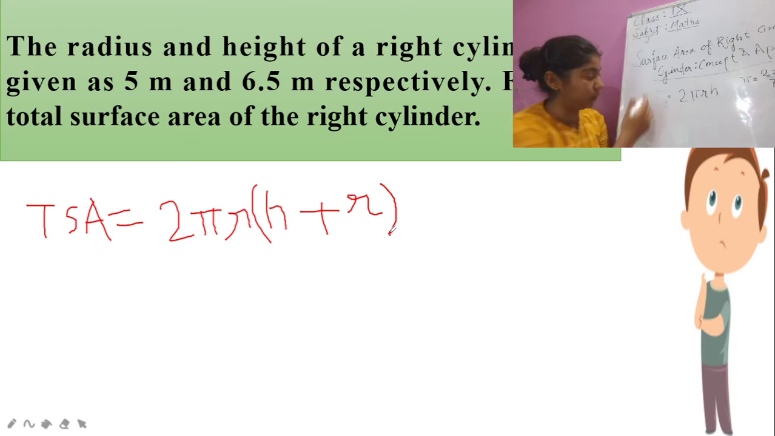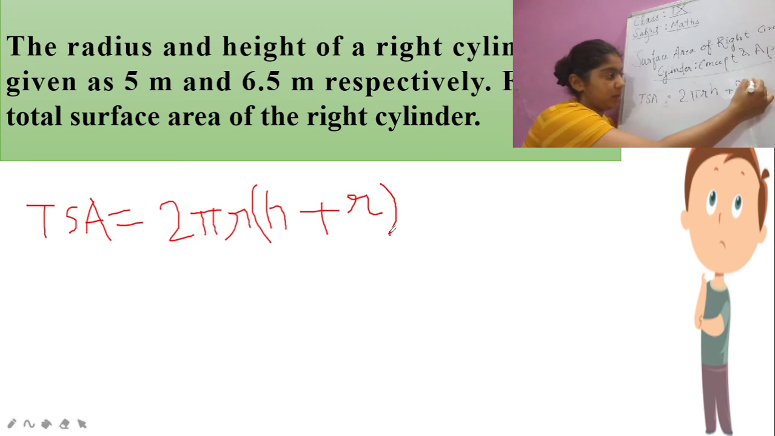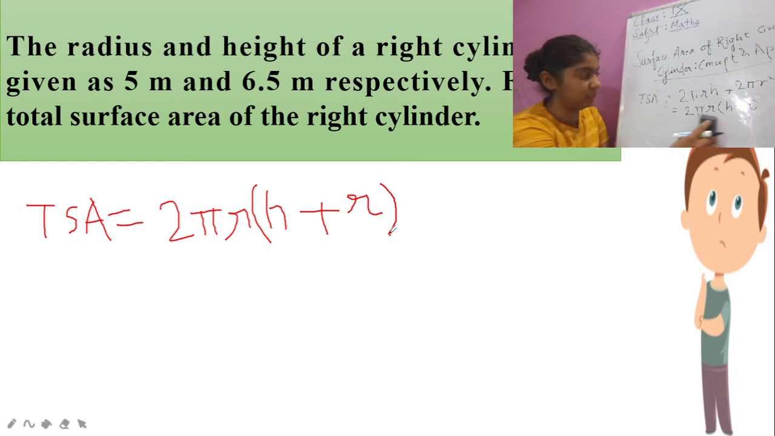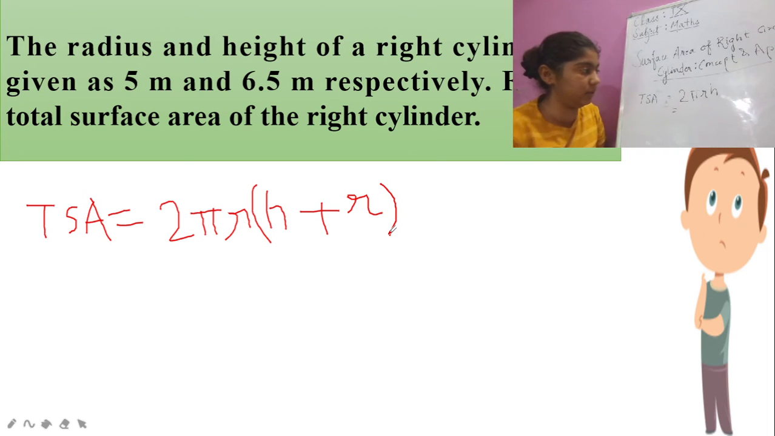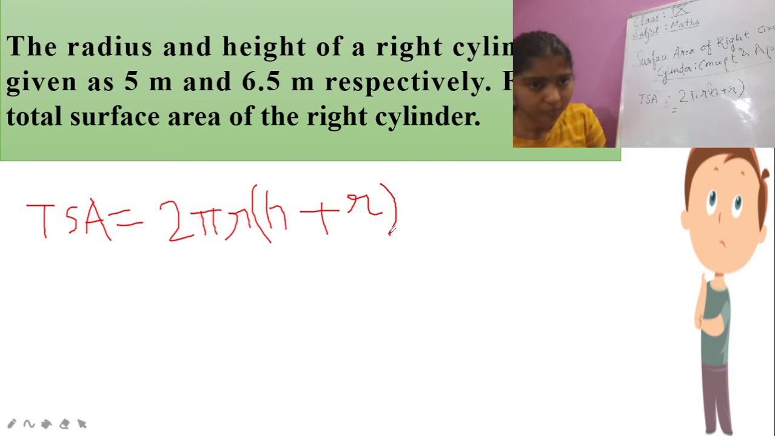We know that total surface area is curved surface area plus two pi R square. So we get 2 pi R (H plus R). So this is our formula, right? So let's see, we will place it here in the formula and then we will calculate. Now students, substitute all the values.